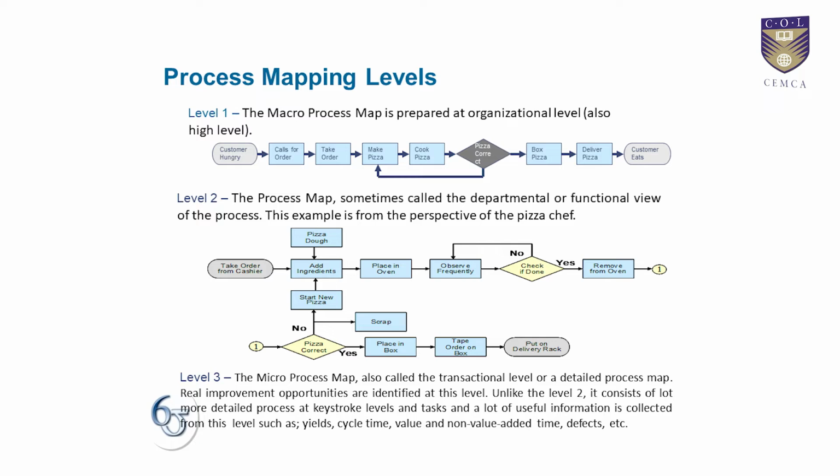In the define phase, we don't do all these detailed process steps. We only do the first level of process mapping, the macro process map. That's what we are concerned about, and we call it high level process mapping.